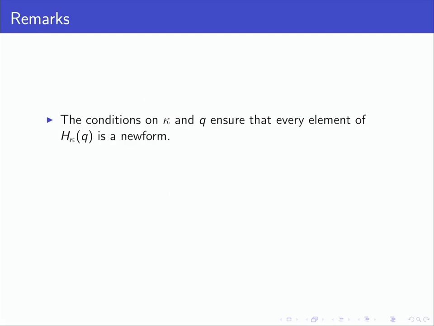So what are the conditions on kappa and Q? They make sure that every Hecke eigenform in the space is automatically a newform. There are some modular forms of level Q that could come from lower level, and since Q is prime, they could only come from level 1. But there aren't any cusp forms of level 1 for those weights. So it's a trick so that we only have to deal with newforms, and it makes our life easier.